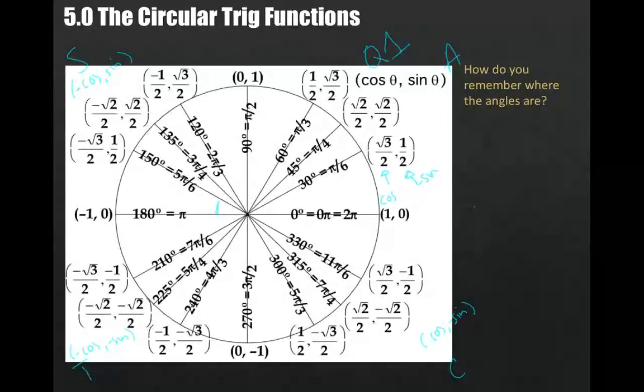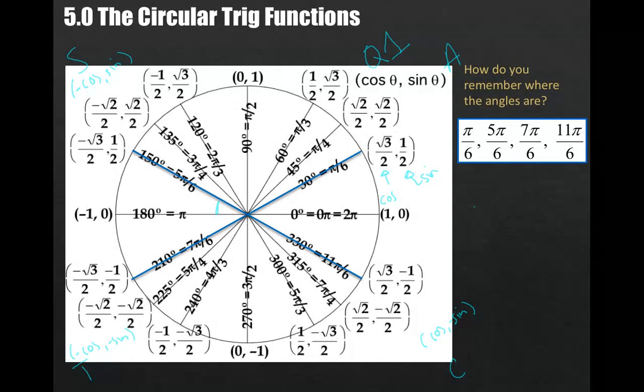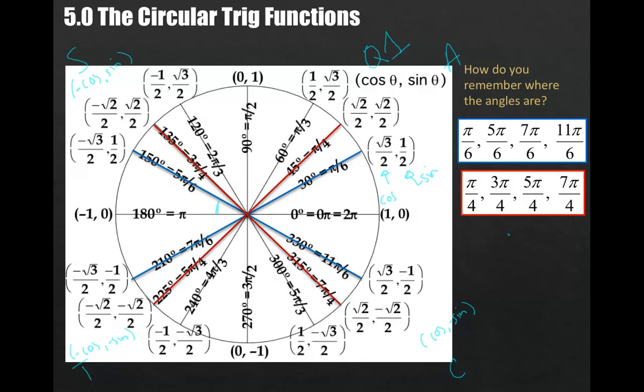How do you remember where the angles are? You've got the ones that are cutting it up into sixths. That's hard to say. Pi over 6, 5 pi over 6, 7 pi over 6, and 11 pi over 6. We also have the quarters: pi over 4, 3 pi over 4, 5 pi over 4, and 7 pi over 4. This is 1/4 of a semicircle. This is 3/4 of a semicircle. This is 5/4 of a semicircle, that's more than a semicircle. This is 7/4 of a semicircle.